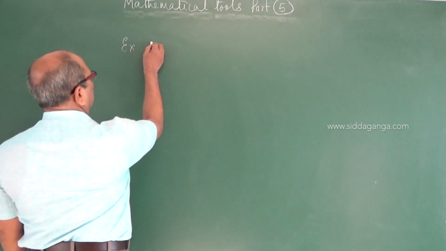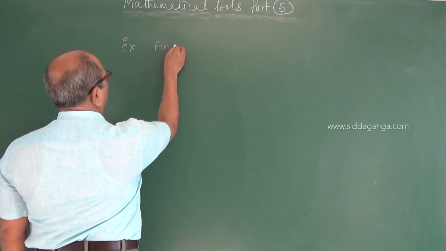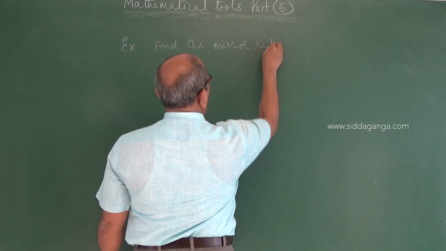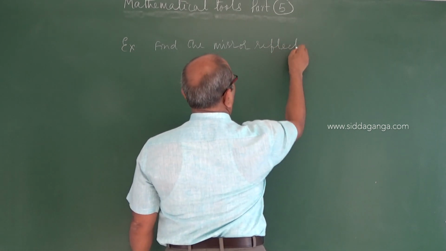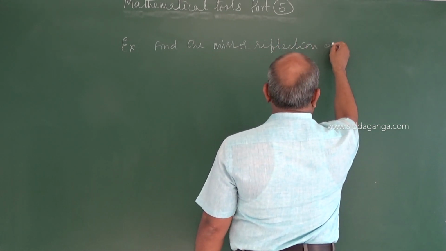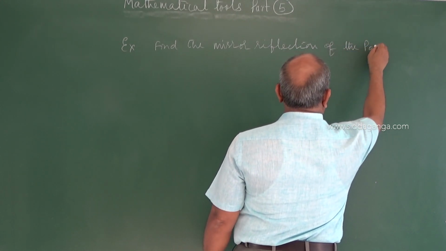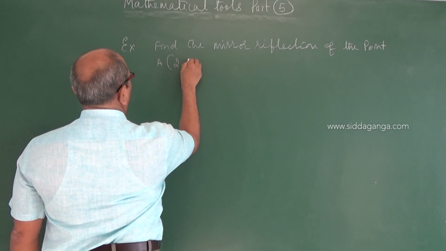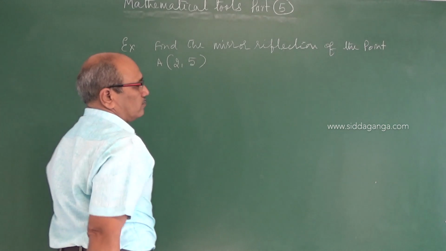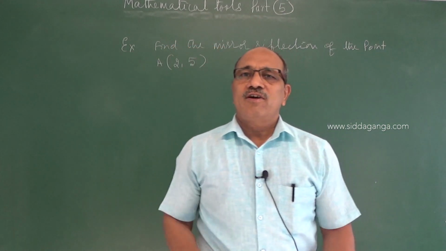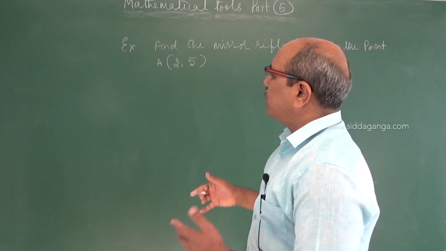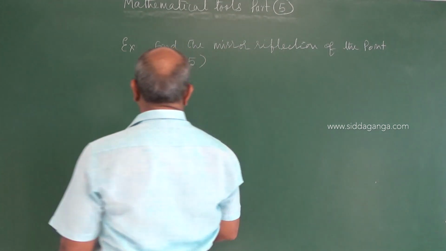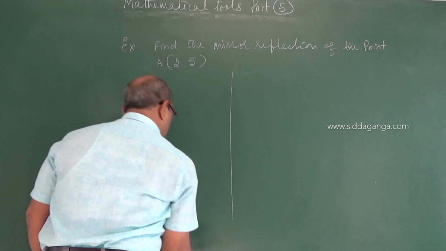So another example: find the mirror reflection of the point A (2, 5), which in optics helps to locate the position of images in case of image formation by plane mirrors, as you enter physics.